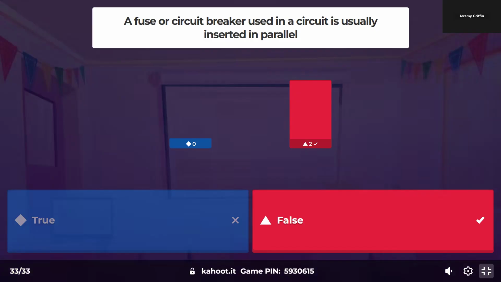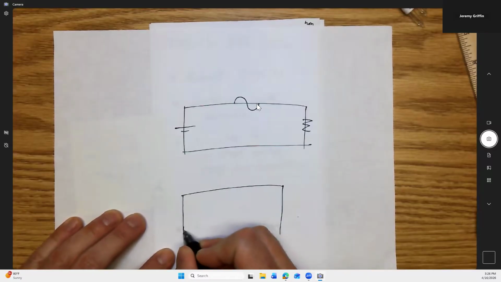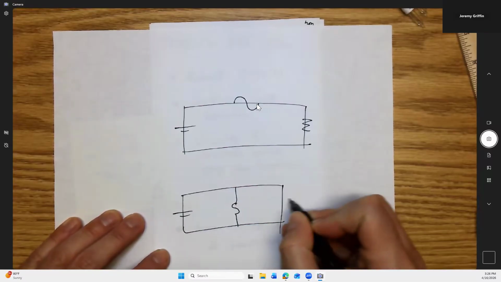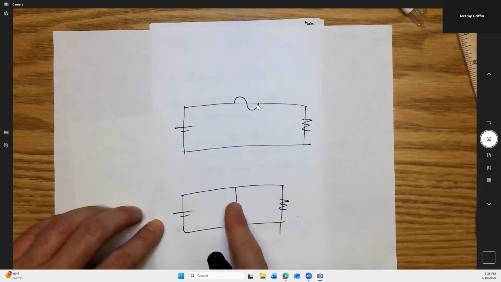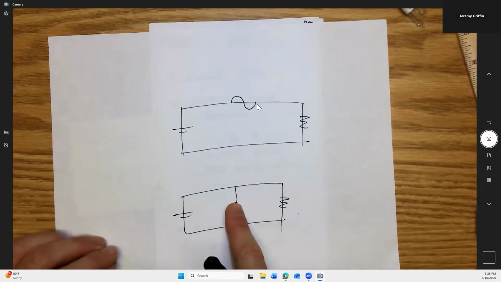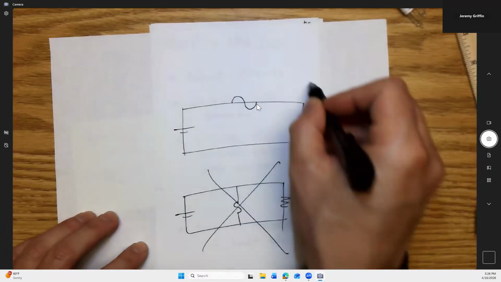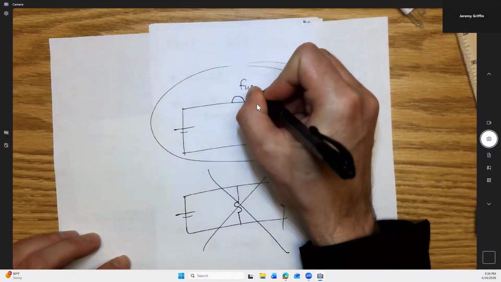Where did I draw a fuse before? Here it is. You guys all got it anyway. You said no, that wouldn't go in parallel. That has to go in series. If I put it in parallel, it would completely defeat the purpose. What if I put the fuse right here, and then some appliance over here? If this fuse burns out, does the current still flow? Yeah, current still flows, so it doesn't really do anything. This would not be what you want. This is how you arrange the fuse. This is the fuse right here.